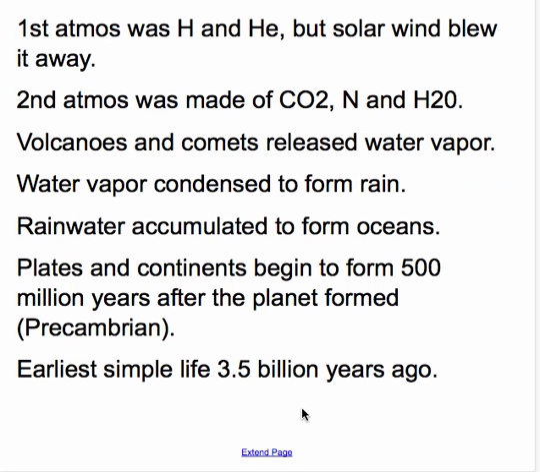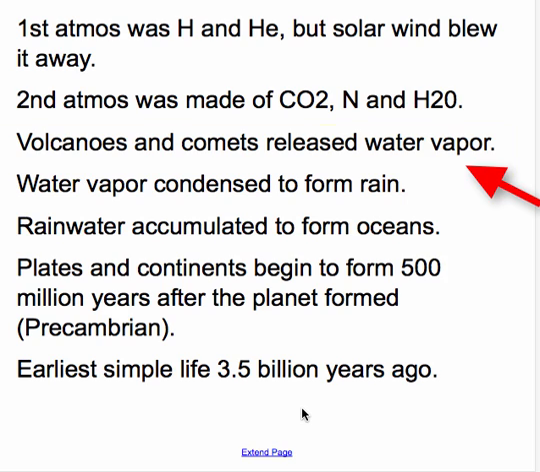Here are some things that would be good to be able to put in order. The first atmosphere, once we were able to get an atmosphere, was actually hydrogen and helium. But our big, powerful star sends out solar wind. It blew it away. That's why we don't have that type of atmosphere anymore. Then the second atmosphere formed as things were cooling on planet Earth, and it was mainly carbon dioxide, nitrogen, and water. Water's good stuff.